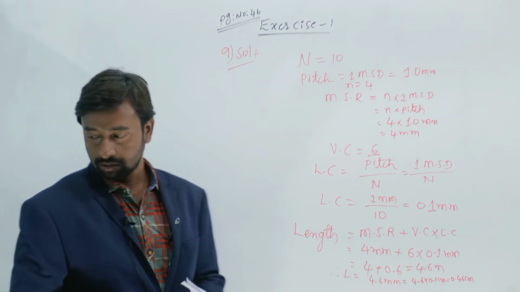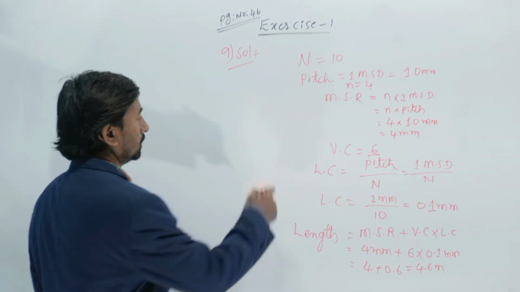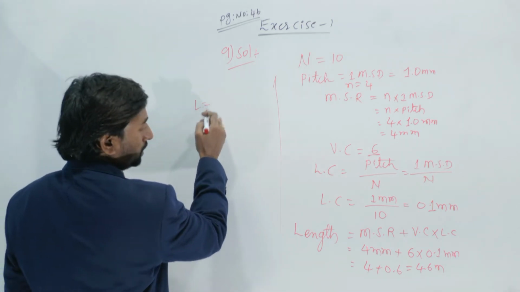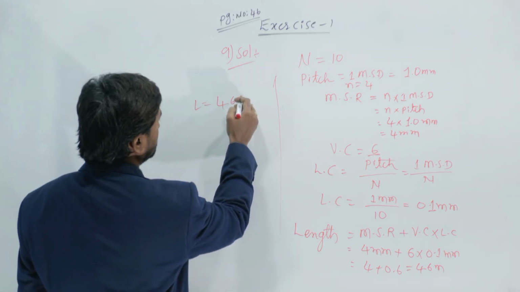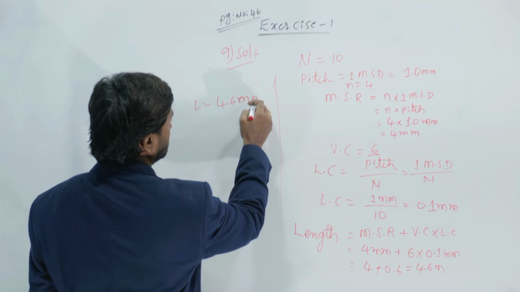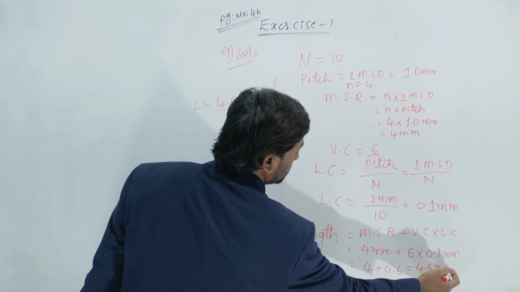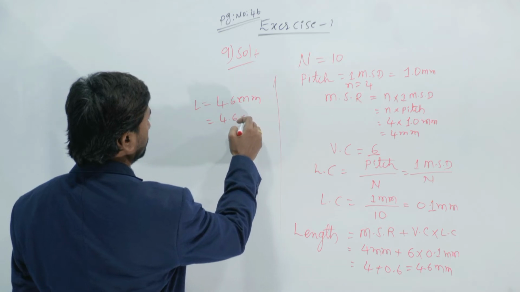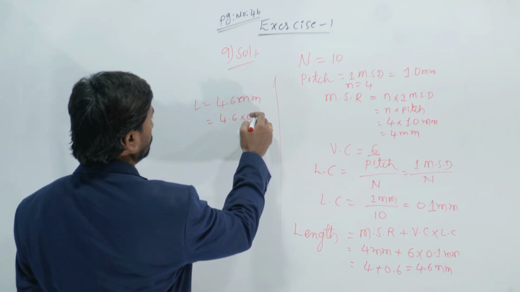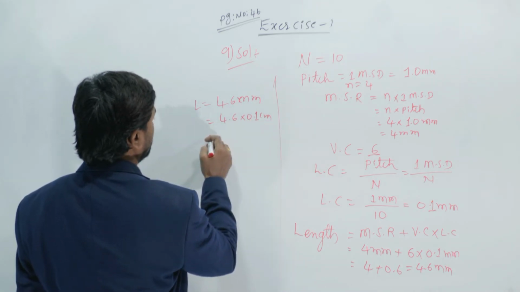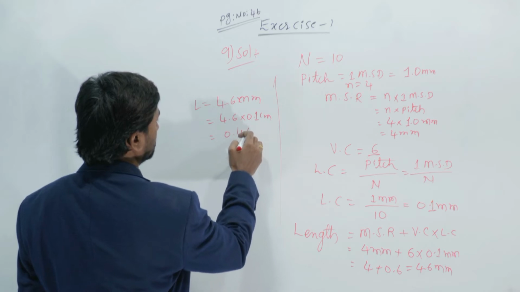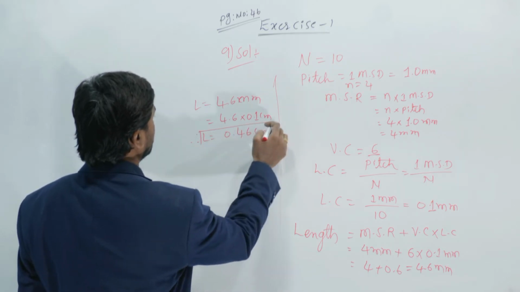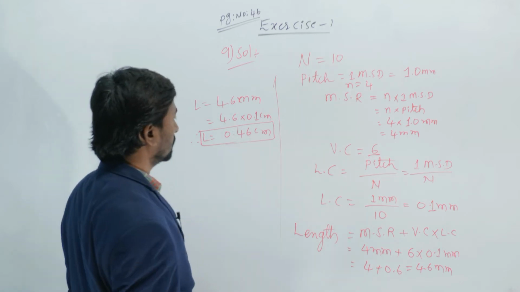So I'll write the answers there. The length L is equal to 4.6 mm. We should convert this into centimeters. So 4.6 into 1 millimeter, which is nothing but 0.1 centimeter. So we'll get 0.46 centimeters. So this is the length of the object in centimeters.